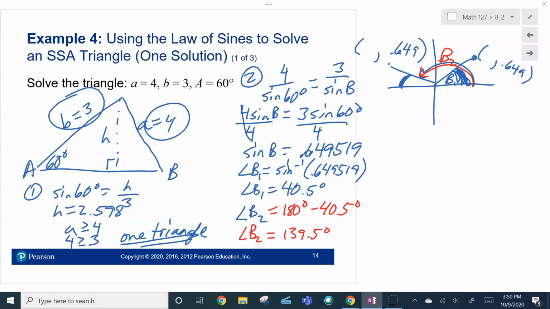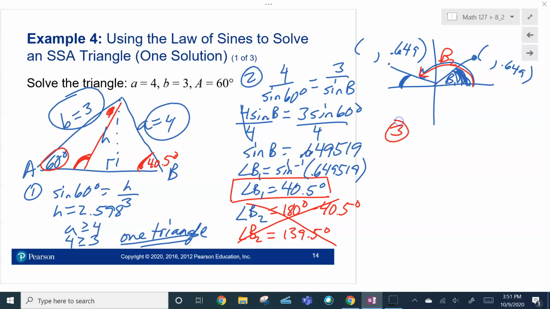If angle B is an obtuse angle, so it's actually right here, then 139.5 plus 60 plus whatever is up here has to be 180 degrees. There's no way, because 60 plus 139.5, that's 199.5 degrees already without even the third angle. So this can't happen. So we only have one triangle this will work for. Okay, so angle B, this one, is 40.5 degrees. That's the only option we have.